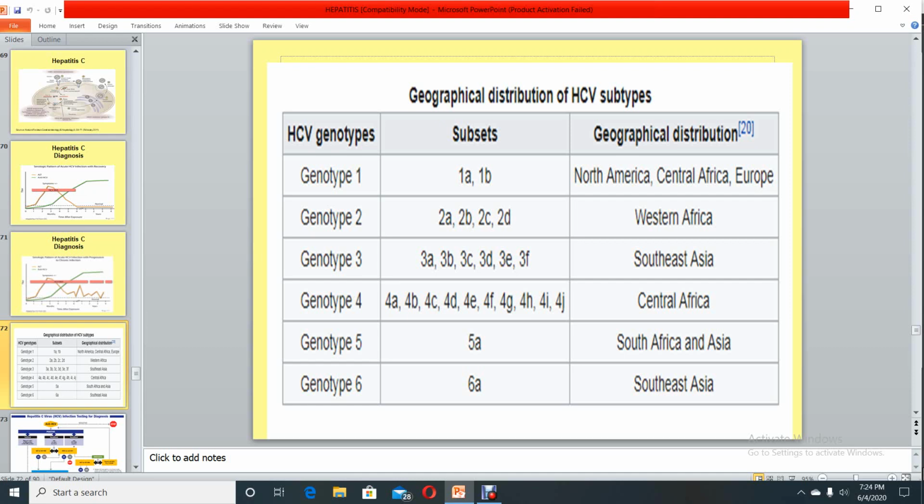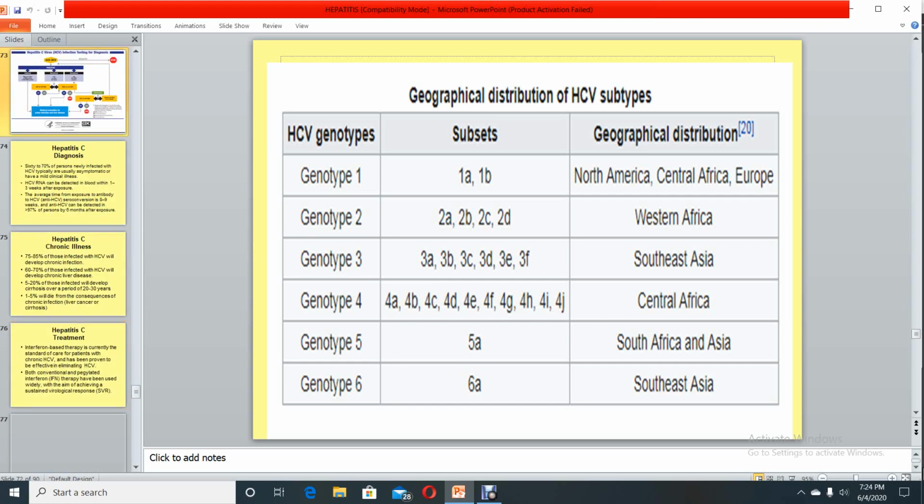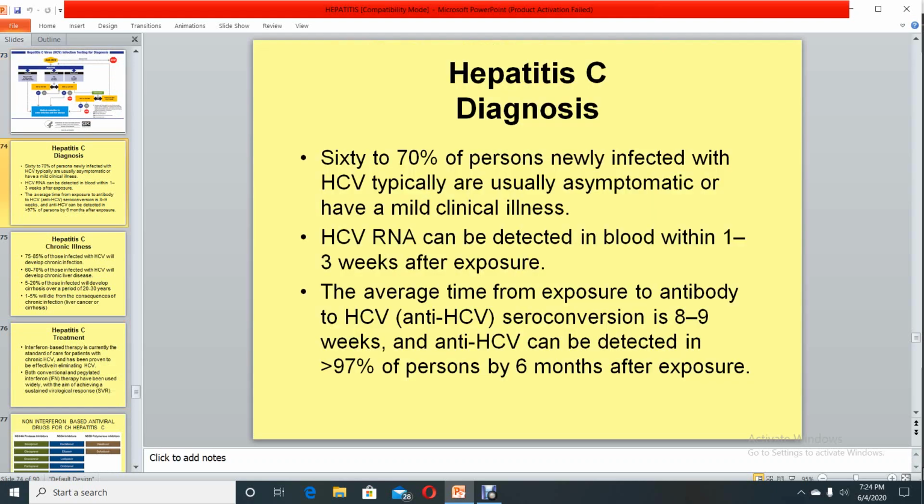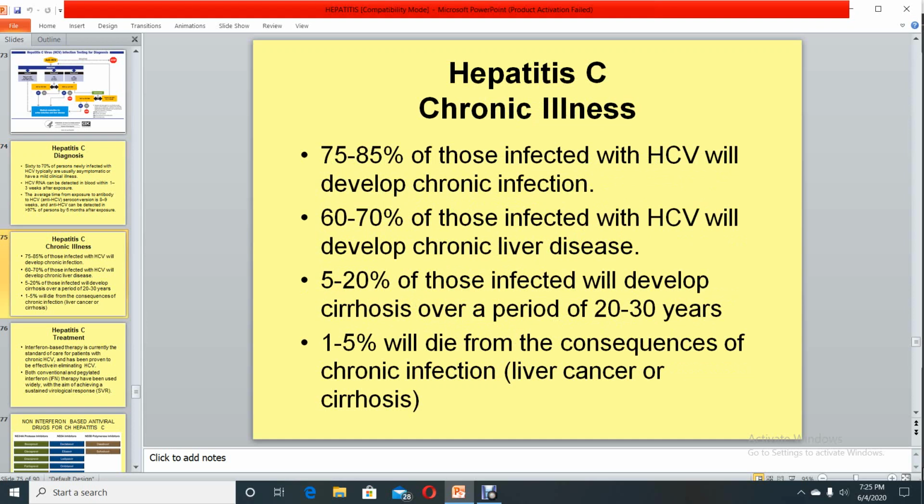3A, B, C, D, E. Subsets of the genotypes. ये मालूम चला लेंगे तो आसान हो जाएगा मैनेजमेंट करना. And this is, if it is positive, अगर ये आपको पॉजिटिव मिल जाता है, वायरल लोड मिल जाता है, जीनोटाइप पता चल जाता है, then you can go for the management. Management is antiviral drugs. At one time they देते थे interferons. Now they are not giving interferons.